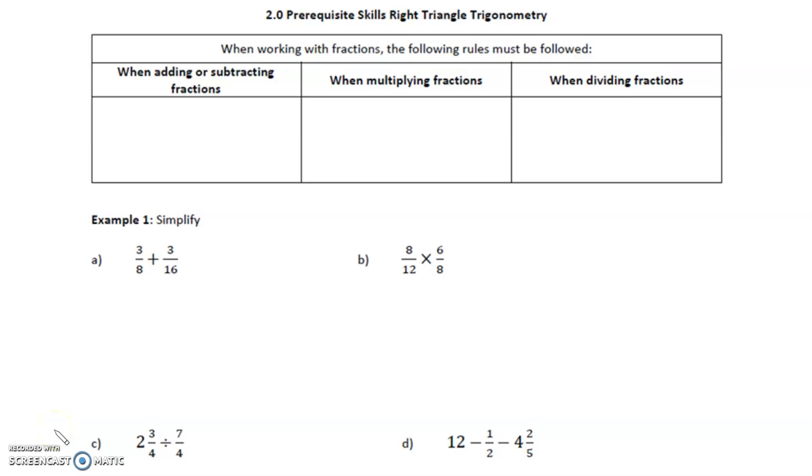2.0 Prerequisite Skills, Right Angle Trigonometry. When working with fractions, the following rules must be followed. When adding or subtracting fractions, we need to find a common denominator. Once we have the common denominator, we add or subtract the numerators.